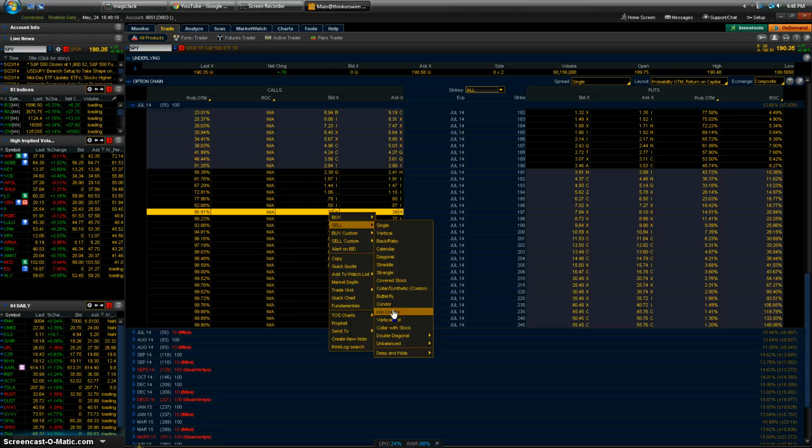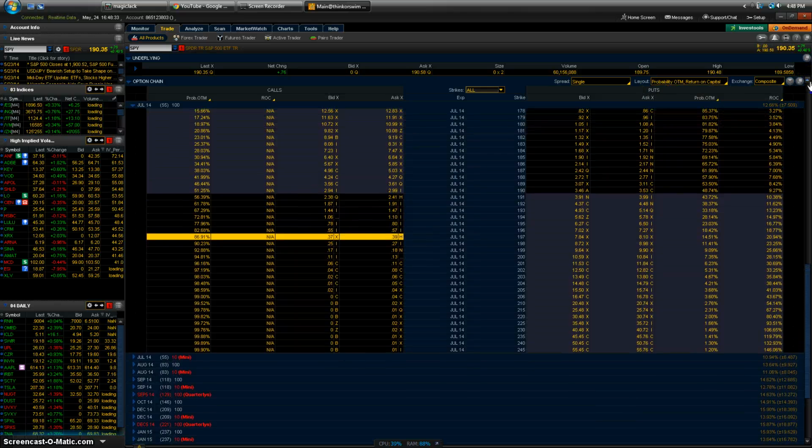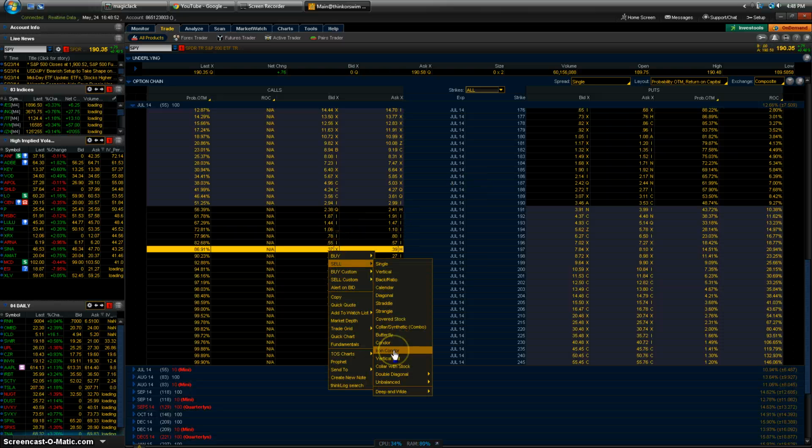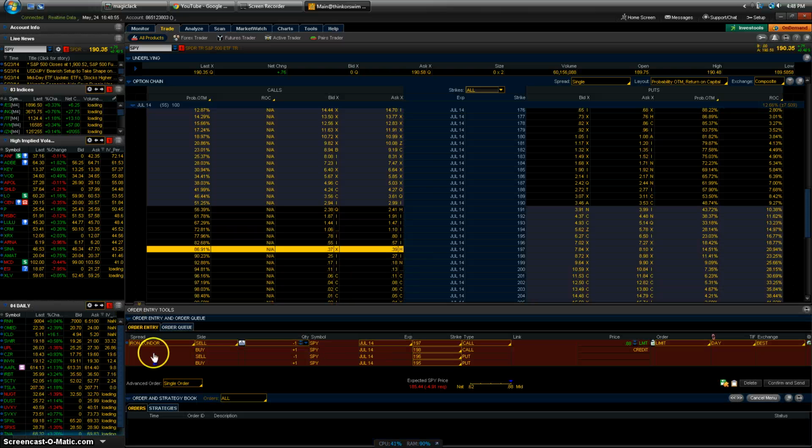That's the call side. Now remember, I need to sell the put side at the same probability out of the money. Well, what is that? Okay, so I know where the call side is. What about the put side? I have to scroll up a little bit here, and I'm looking for probability out of the money around 84%. Look where we are. So I know I want to sell the 196 call and the 178 put. So again, I'm going to go over here, right click, go to sell, go to iron condor, and click iron condor. Your order entry page will come up.